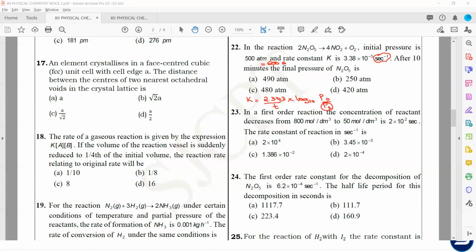The first order rate constant for the decomposition is given. Half-life period for this decomposition in seconds is simply 0.693 upon the rate constant.